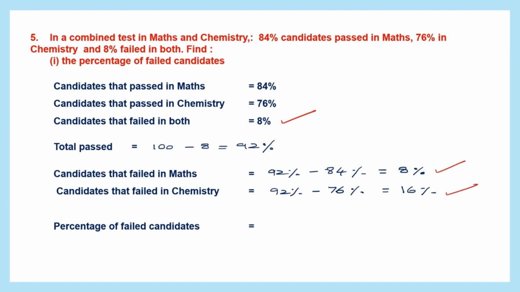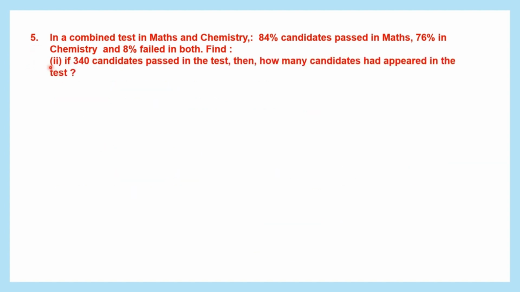So now let's add up all these. So that is 8% plus again 8% plus 16%. 8 plus 8 is 16. 16 plus 16 is 32. So this is 32%. So this is the percentage of failed candidates that we were asked to find, and the answer is 32%.